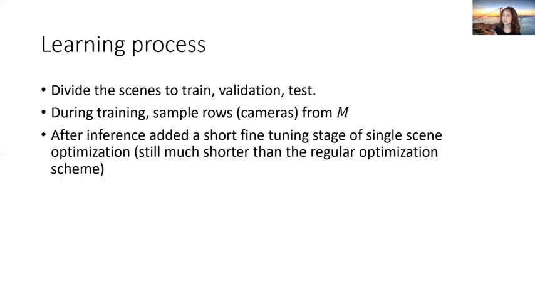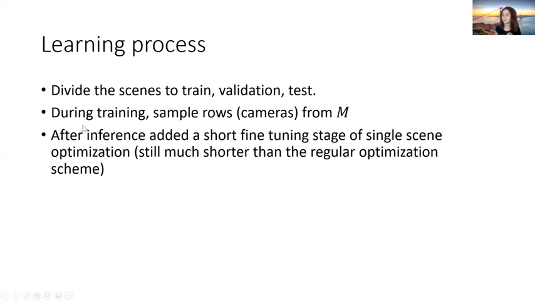Okay, so the learning: we divided the scenes into train, validation, and test. During training, since we had very large variations in scenes, we had to sample rows. For each scene, the data loader sampled parts of the matrix. We didn't train on the entire huge matrix. So this is sort of a data augmentation even. It allows us to create more data samples with the same training set, and it made all the examples smaller.